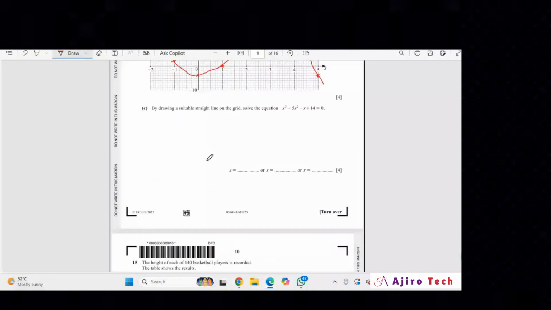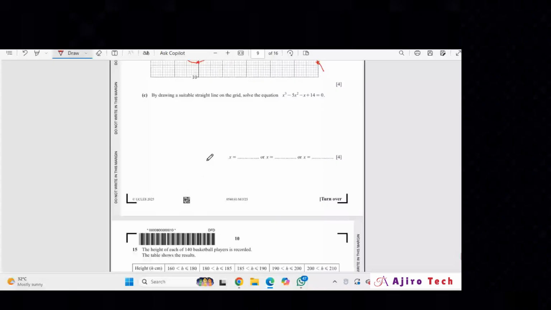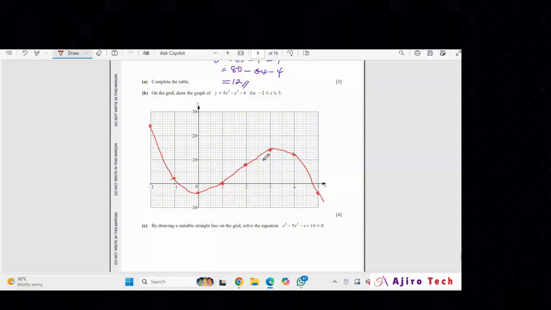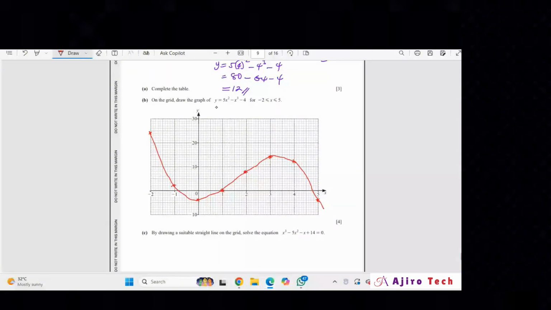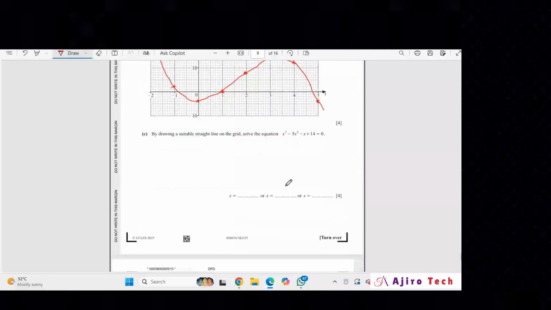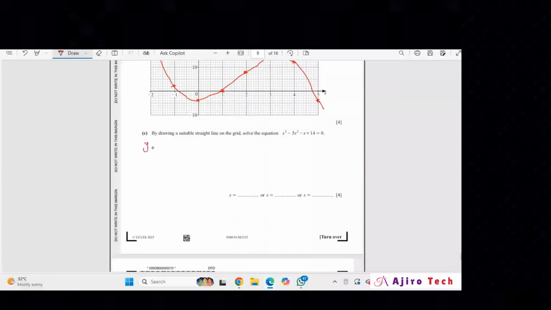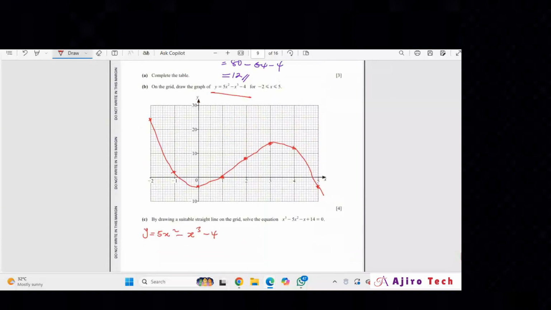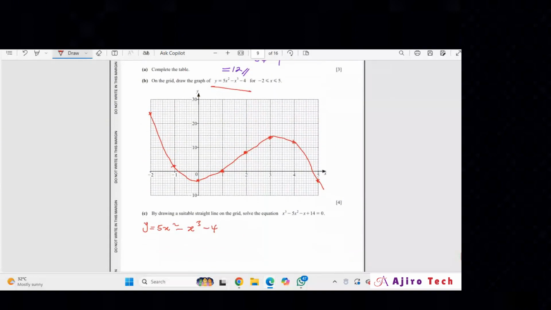Let's go to the C part. For us to solve the C part, I want us to look at something here. From the beginning, this is the relation given. From that relation, I'll have y is equal to 5s squared minus s cubed minus 4. Yes, let me confirm that. Yes, it's correct. So this is what I have from the relation.